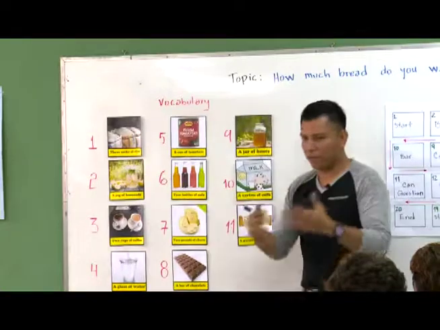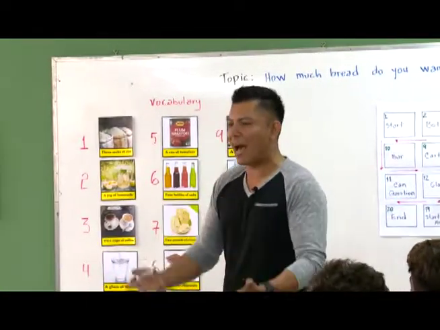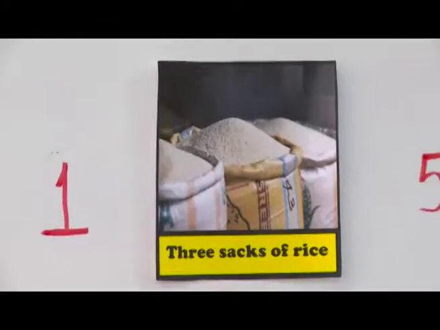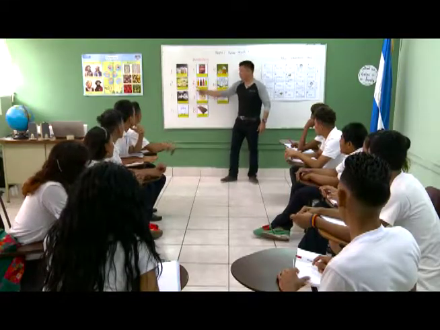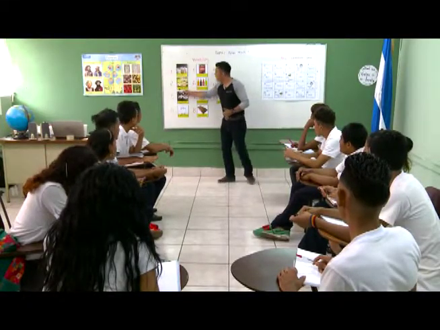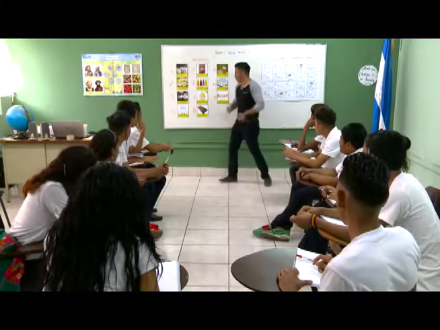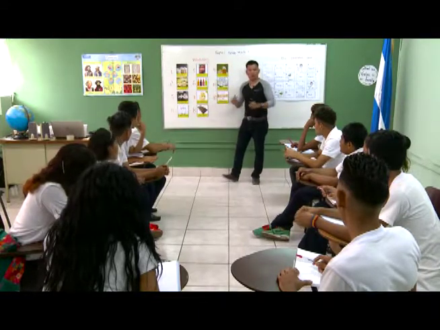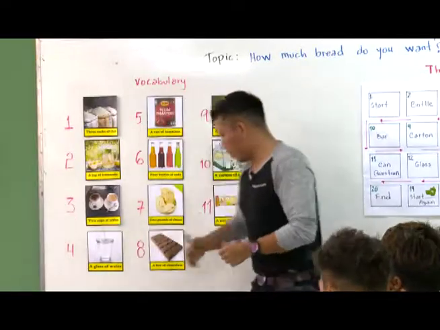3 sacks of rice. Perfect. Next, number 2. A jug of lemonade. Very good. Number 3, 2 cups of coffee. Great.